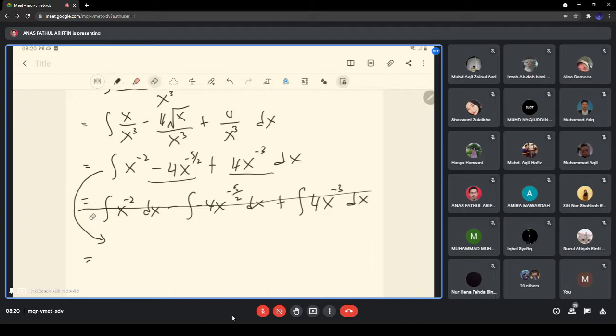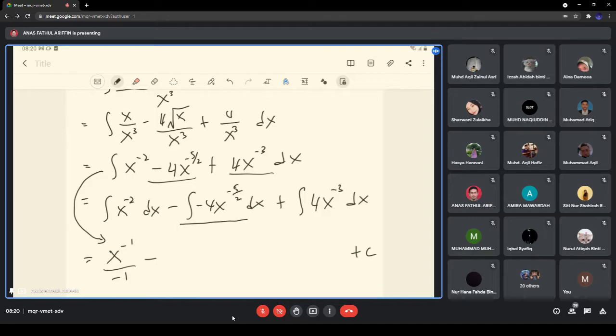Dua-dua boleh. Okay, so bila kita integrate x power of -2, seperti biasa kuasa tu kita kena plus 1. So negative 1 and then divide with the new power, which is over negative 1. And then don't forget to plus C, because this one is indefinite integration. And then minus, integrate this one, negative 4x power of negative 5 over 2.